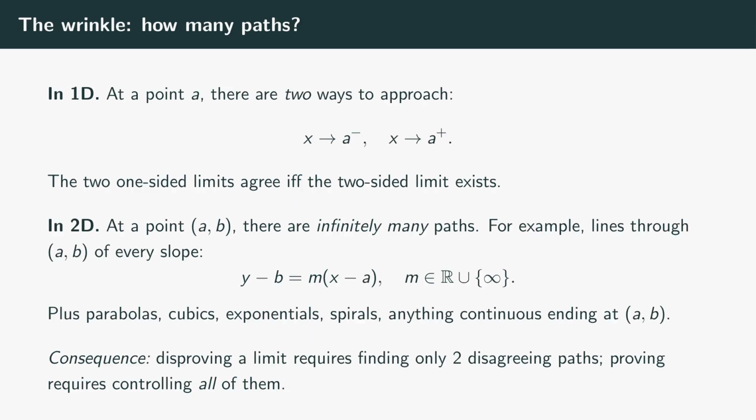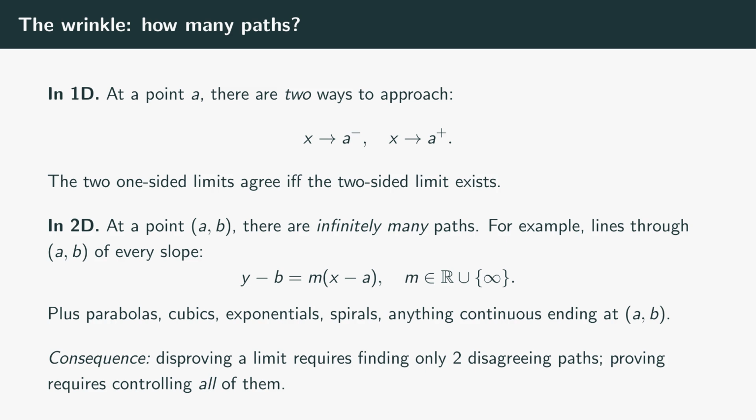The wrinkle. Compare what we mean by approach in one dimension versus 2. In one dimension, at a point a on the real line, you can approach from the left, meaning through values less than a, or from the right, meaning through values greater than a. That's it. 2 paths. If both one-sided limits exist and are equal, the two-sided limit exists.